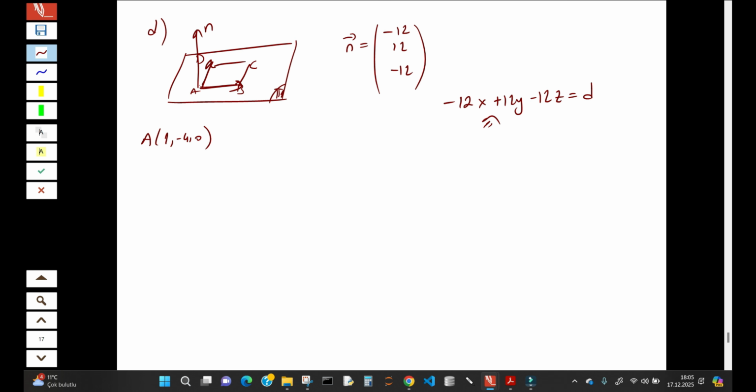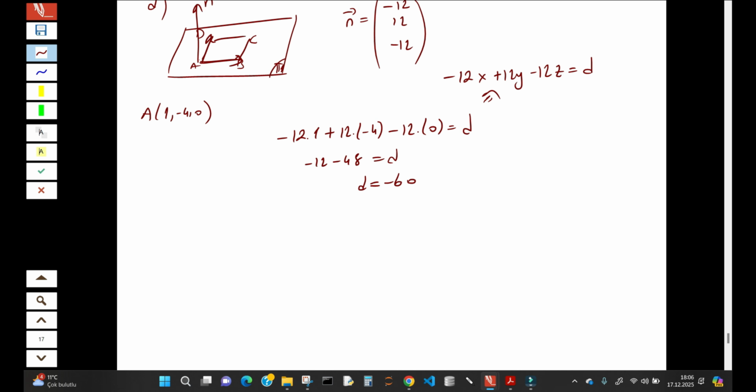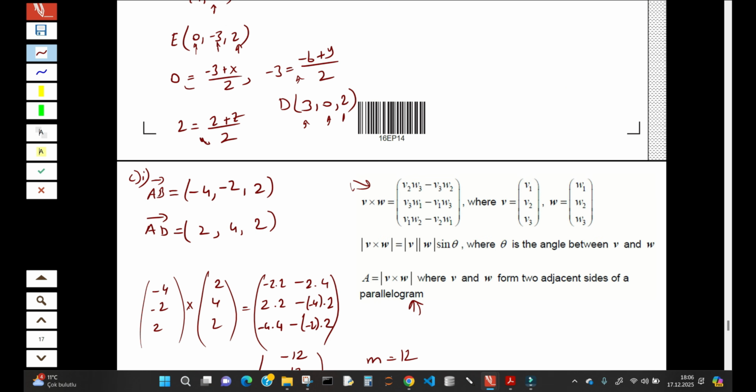When you plug this point into the equation, you will find minus 12 times 1 plus 12 times minus 4 minus 12 times 0 equals d. From here, minus 12 minus 48 equals d, so d equals minus 60. When you write the equation of this plane and divide all sides by minus 12, you will find x minus y plus z equals 5, right? Yeah, this is the equation of the plane.